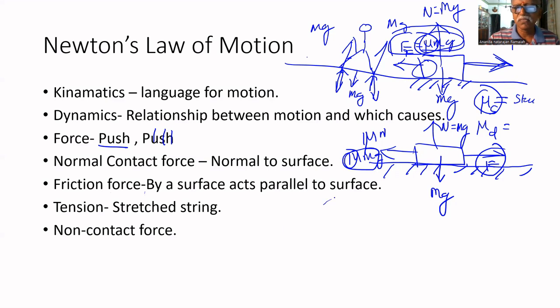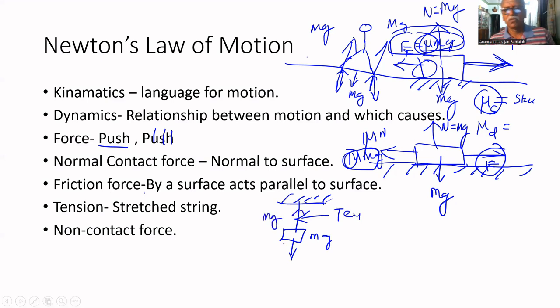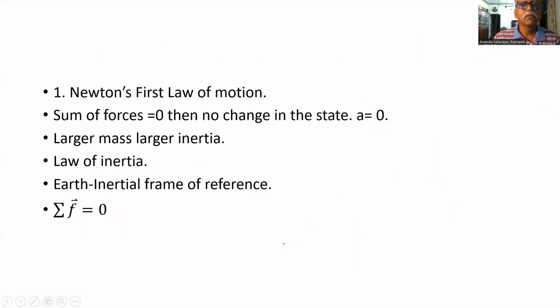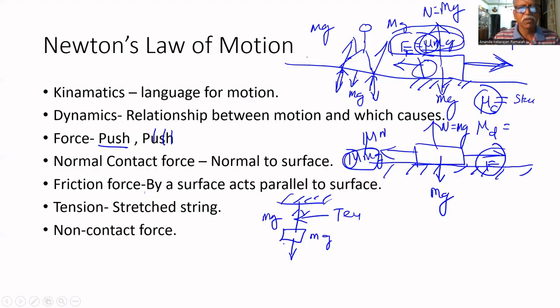Tension in a stretched string. Suppose a mass is hanging from the wall, with mg acting downward. The string has a tensional force, an upward force that is also equal to mg. So the tension in the string is mg. Non-contact force, we'll see then and there.